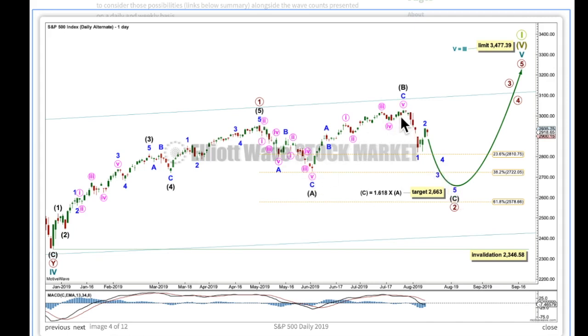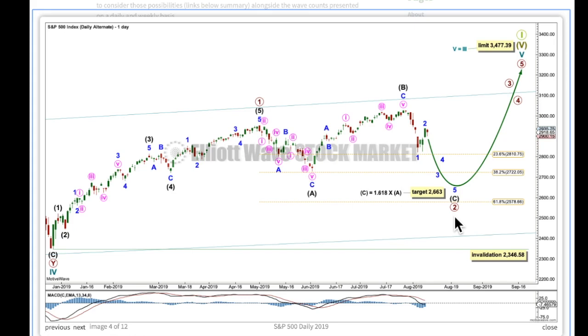And the B wave within an expanded flat has a common range of 1 to 1.38 times the length of the A wave. And this B wave here would be 1.31 times the length of its A wave. That's nicely within the common range. And so this is a valid wave count still. It just doesn't at the end of the week have as much support from classic technical analysis, but it is valid. This is the risk here.